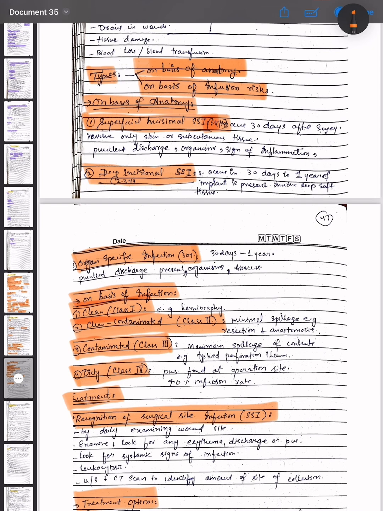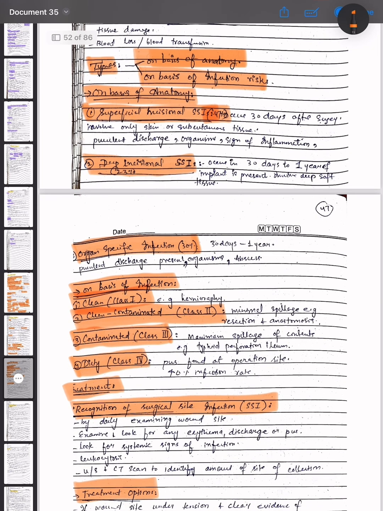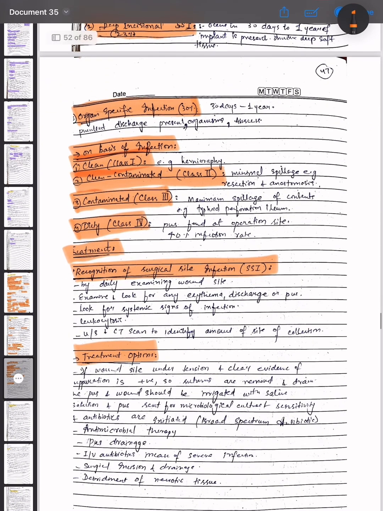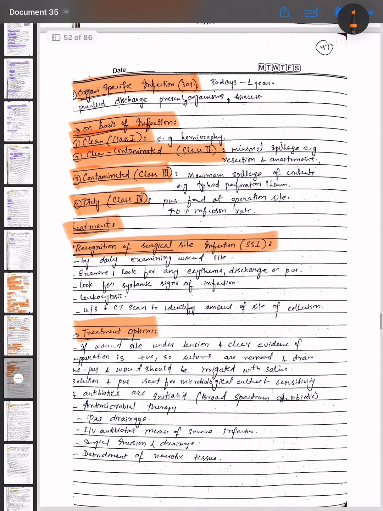On the basis of anatomy, we have superficial incisional surgical site infection, deep incisional surgical site infection, and organ specific infection. On the basis of infection, we have four classes. This is clean class 1, the clean contaminated class 2, the third one is contaminated class 3, and the fourth one is the dirty class 4.